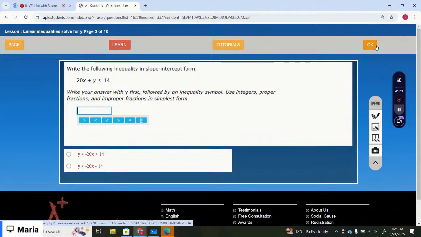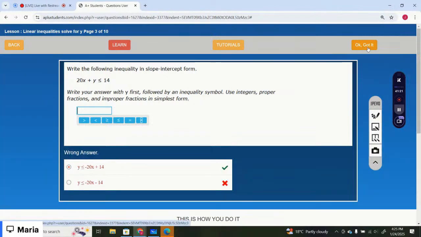So the correct option is y is less than or equal to minus 20x minus 14. Plus 14, oh yes, that is plus 14. Option number 1 is the correct option.